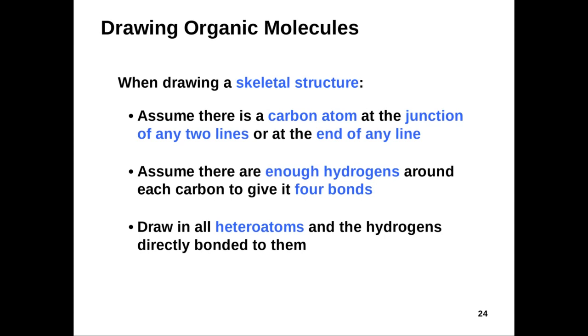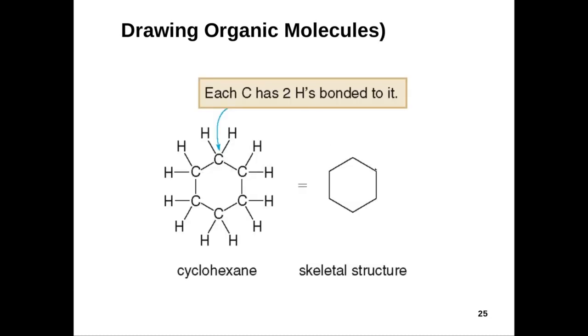Because remember, carbon's always forming 4 bonds. And we also draw in all other heteroatoms and the hydrogens directly bound to them. So if there's an oxygen present and that oxygen is bound to a hydrogen, we always draw in that hydrogen and the oxygen as well. But we make the assumption when we draw this that it is fully what we would call saturated with hydrogens.